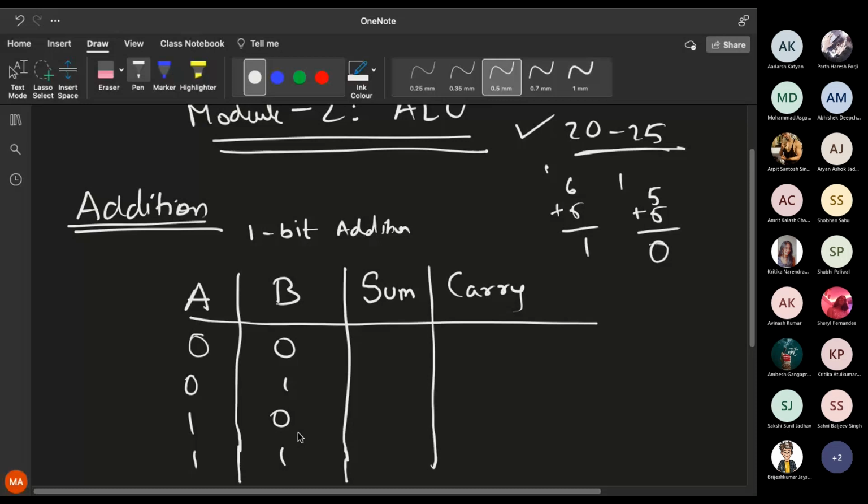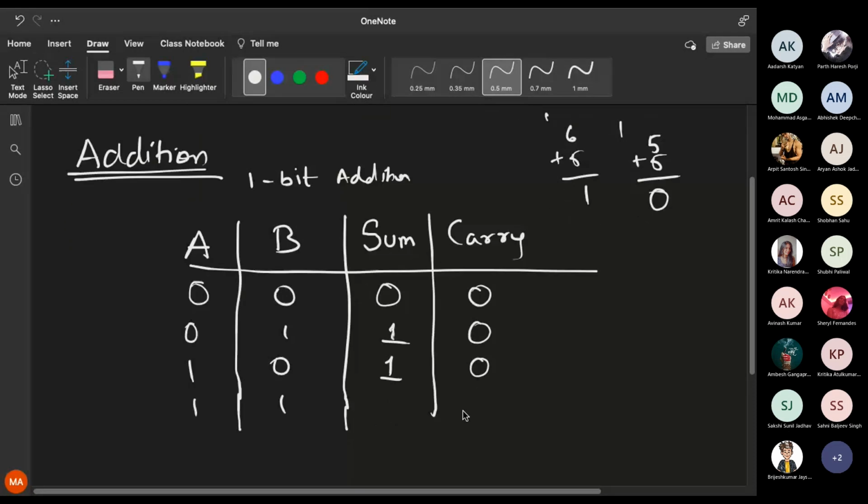Okay, so if A and B both are 0, what will be the sum as per your knowledge? 0 plus 0, the sum is 0. What about carry? Will there be a carry? No carry, so carry will also be 0. 0 plus 1 is 1. What about carry? No carry, so 0. 1 plus 0 is 1, and carry is 0. What about 1 plus 1?